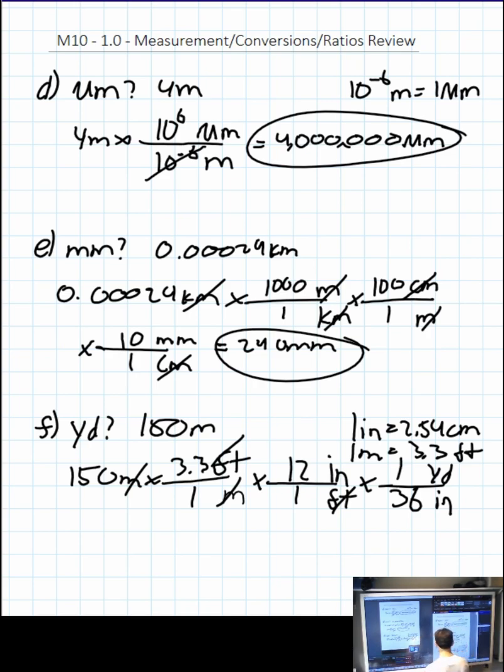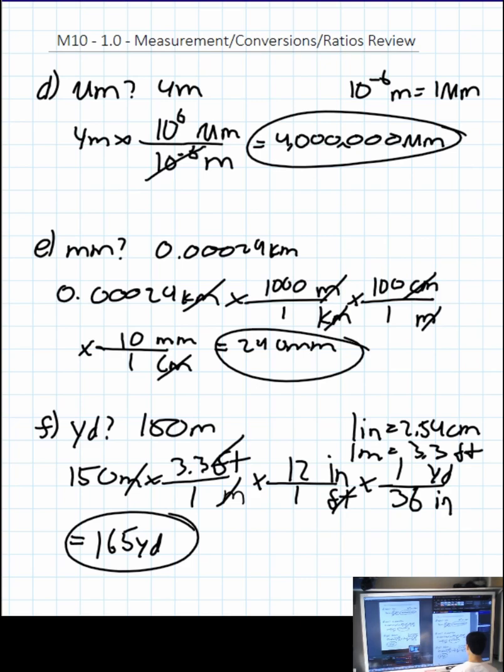So on the calculator, the process is 150 times 3.3. Some people divide by 1, you don't need to. Times 12 times 1 divided by 36. And we're going to get 165 yards. Should make sense. And let's circle our answer. So keep in mind, there are all sorts of different ways you can do this. We could have gone straight from yards to meters.